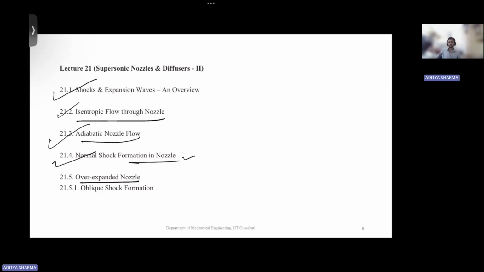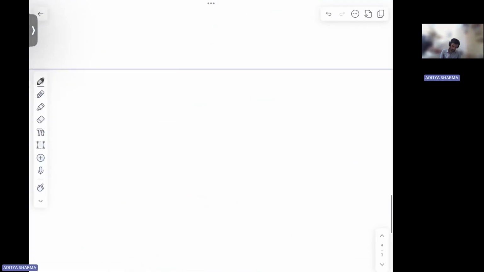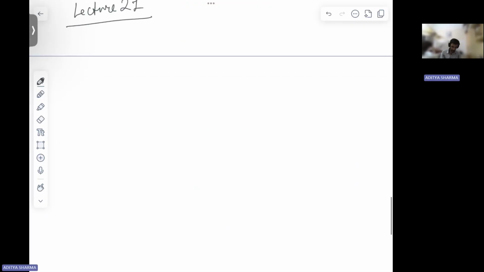There are two things: one is your exit pressure and one is your back pressure. Exit pressure is the pressure that is because of the flow, when we say that at this cross section your flow has this static pressure. This should be clear between these two. Lecture number 21.